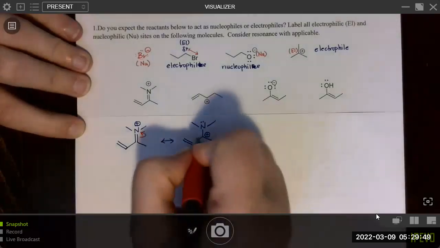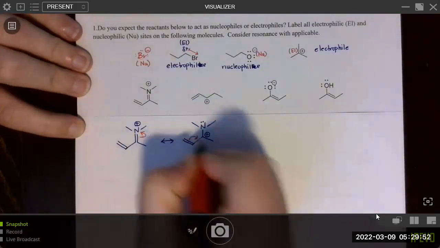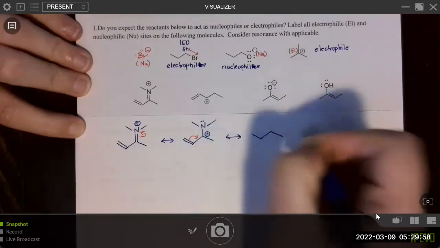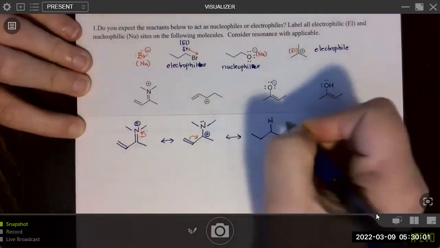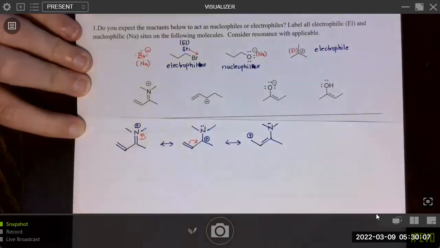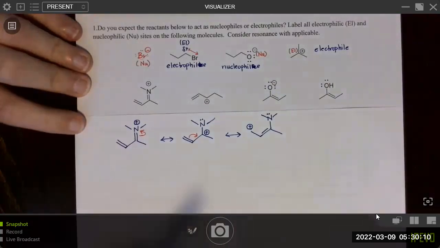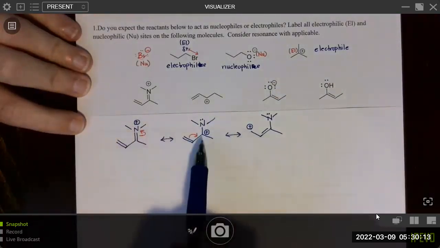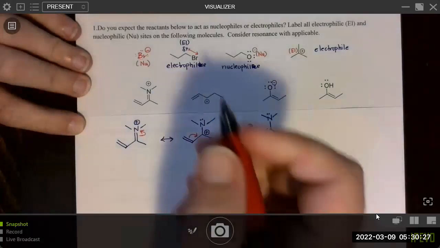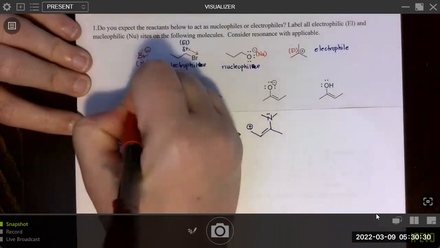And then we can actually keep going and do the allylic positive charge pattern, which moves that charge even further down, right? So really, the nitrogen and the two carbons all share the positive charge. So they could all be considered electrophilic centers, right? But I am actually going to primarily label the carbons as the electrophilic centers.